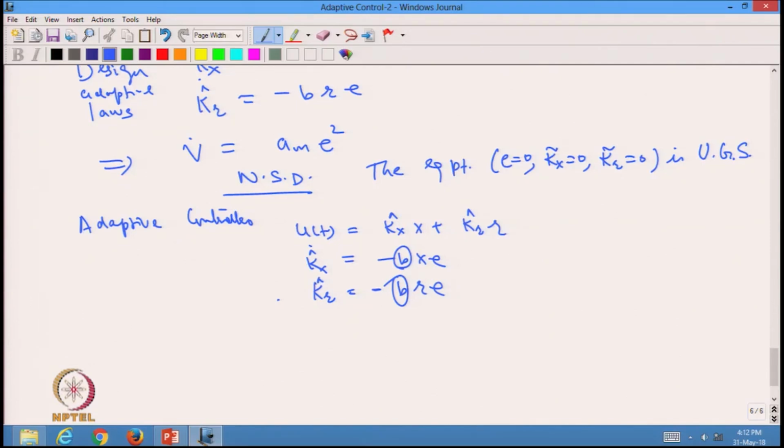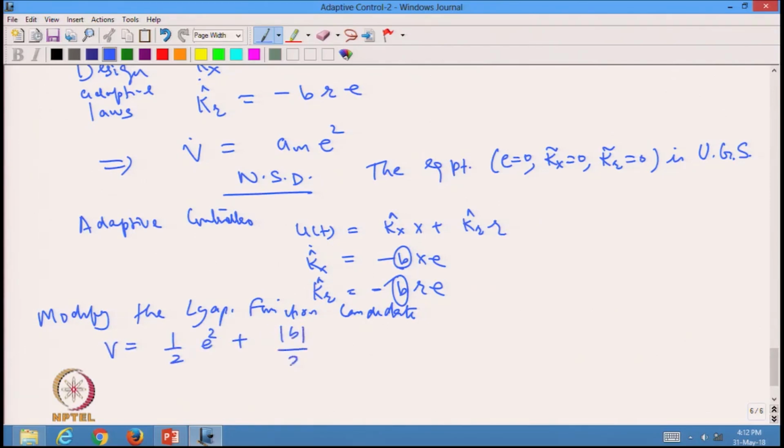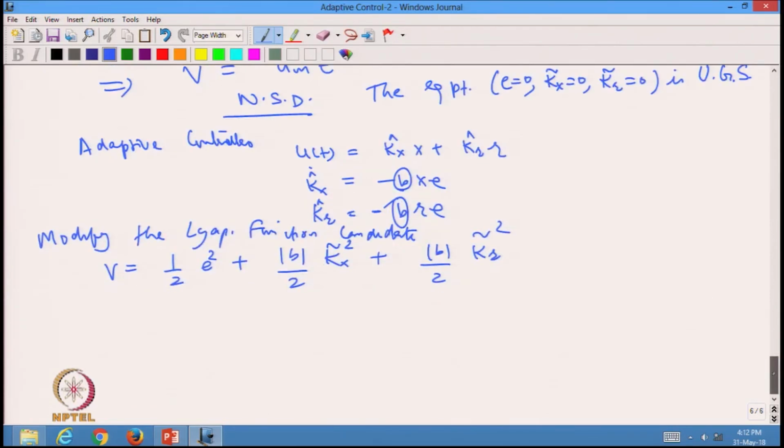So, how do we modify this? Well, let us choose a different Lyapunov function candidate. Let us modify the Lyapunov function candidate, and let us see if we can do something with that. So, let us choose V to be equal to half e squared plus |b|/2 k_x tilde squared plus |b|/2 k_r tilde squared.